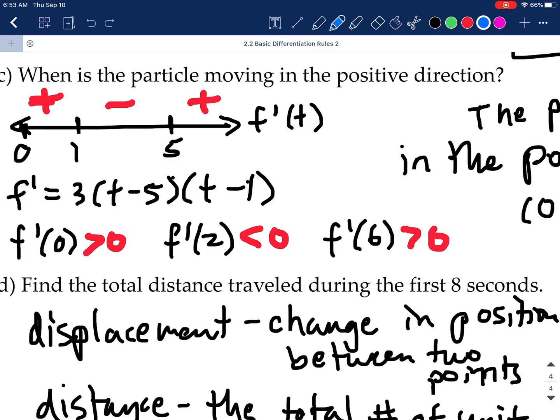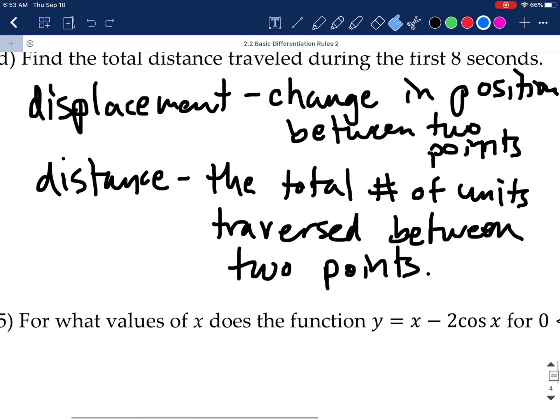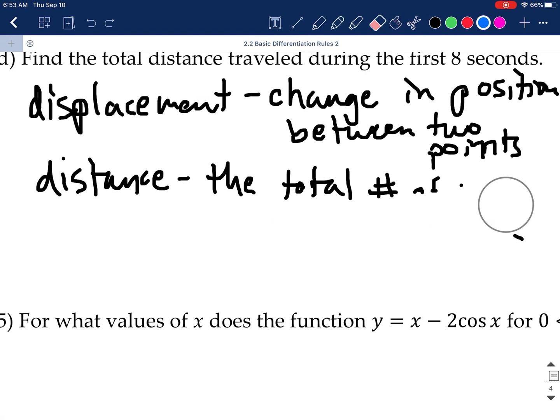So that's what we're going to need to do: any negative distance measurements, which will be useful for displacement, will not be useful for distance being traveled. So let's go ahead and figure it out.